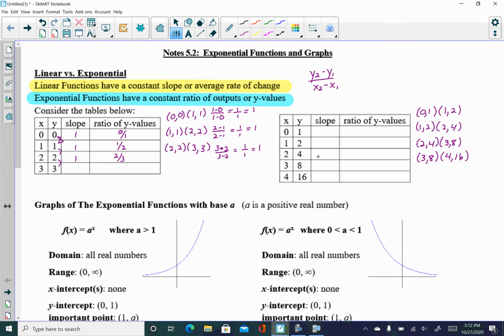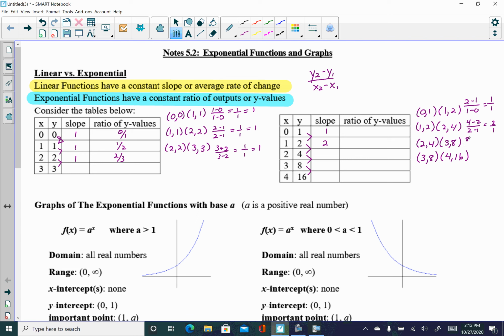Here's a given data set, and I say, okay, now let's find the slope between each of these sets of ordered pairs. For the first ordered pair, up top I have 2 minus 1 over 1 minus 0. So that lands me at 1 over 1, a slope of 1 here. Then move to your next set of ordered pairs. This will put me at 4 minus 2 over 2 minus 1. So that's going to give me 2 over 1. So now I have a slope of 2.